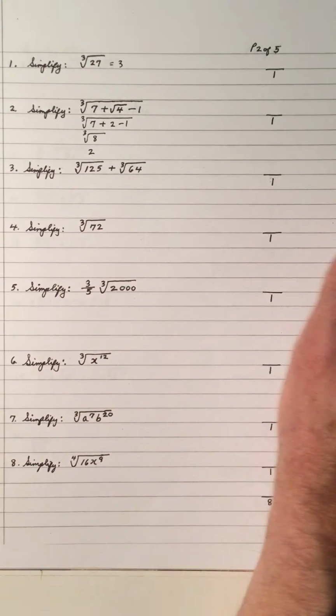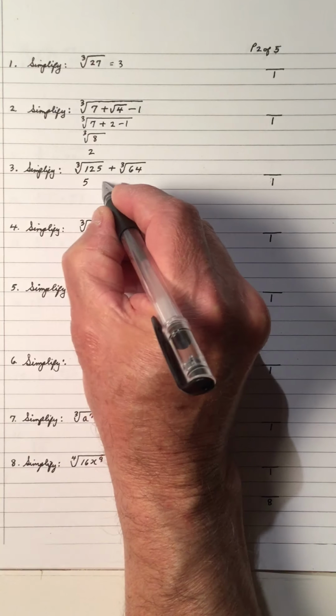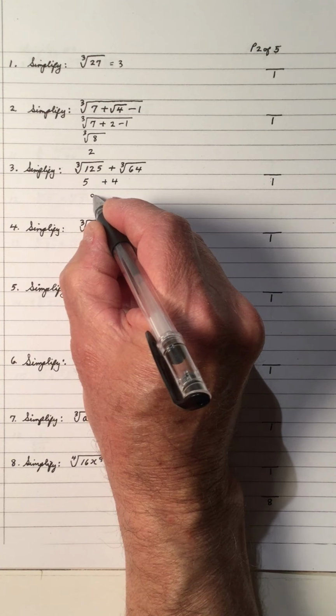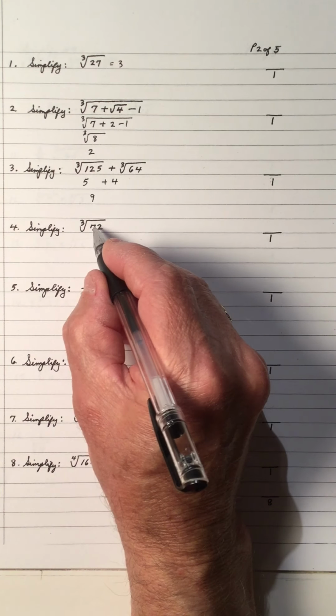Number 3, we're adding cube roots, so the cube root of 125 is 5. The cube root of 64 is 4. And we're adding, you get 9. Give yourself another mark. Now, the cube root of 72.